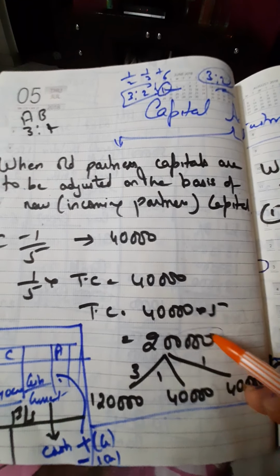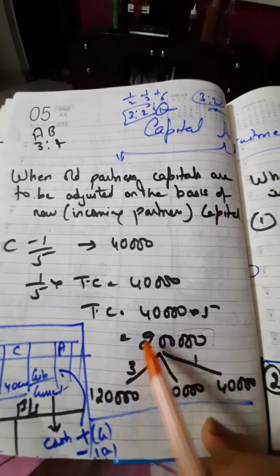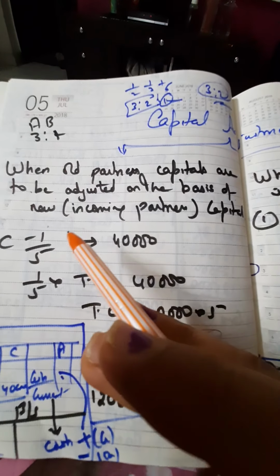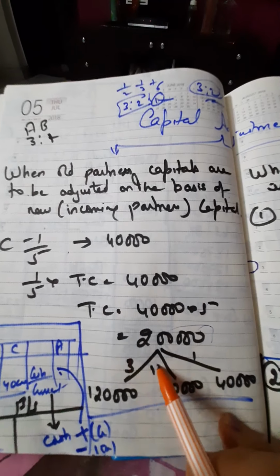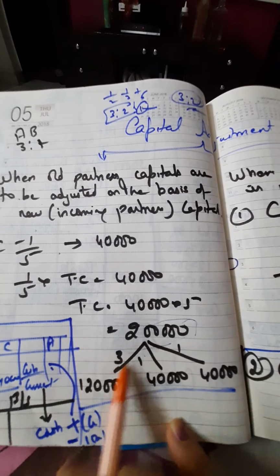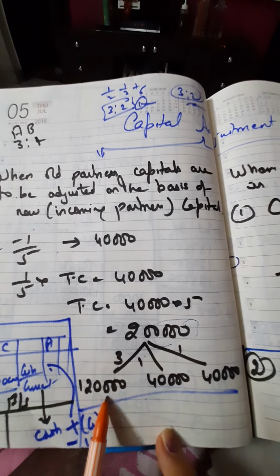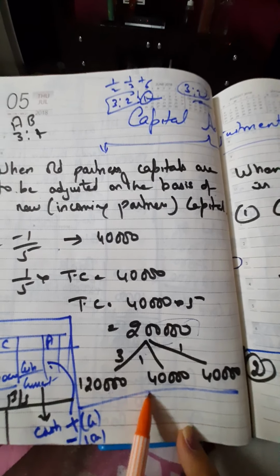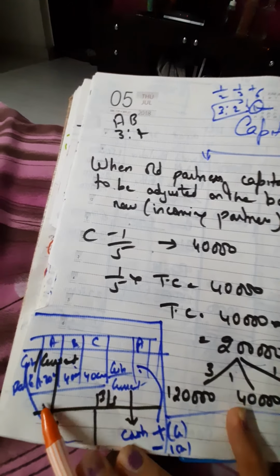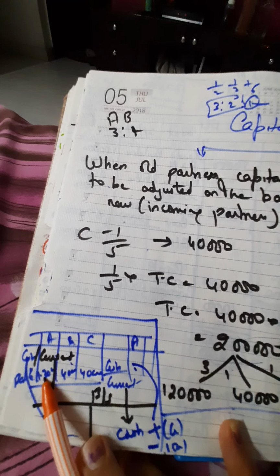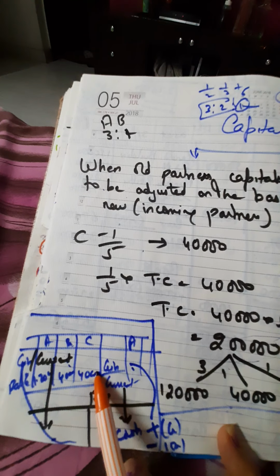Now this 2 lakh will be divided in the new ratio. For example, if the old ratio was 3:1 and C is coming for 1/5 ratio, so that means the new ratio will be 3:1:1. Now we'll divide 2 lakh into this new ratio, it will make it 1,20,000, 40,000 and 40,000. Now when we prepare the capital accounts, we're going to take the balance c/d as 1,20,000, 40,000 and 40,000.